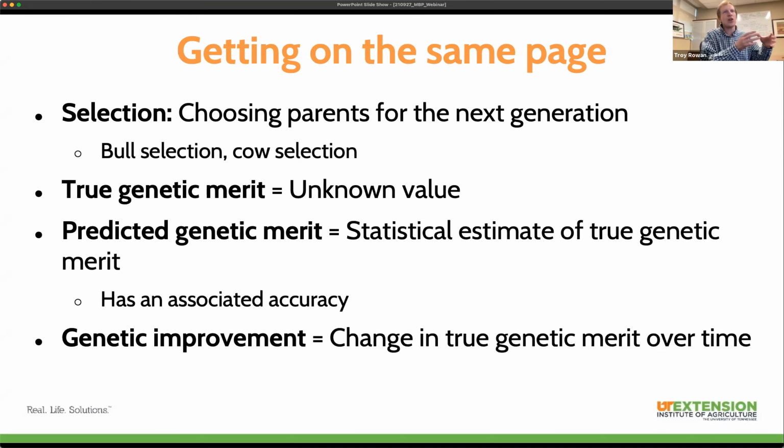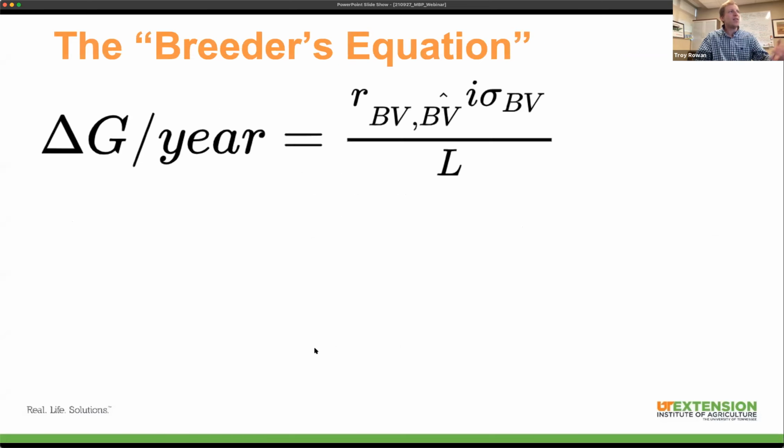So as we look across traits, we want to see that steady improvement of the traits that we want to boost up in our population, and that's how we measure it, right? The change in true genetic merit over time is ultimately what we care about. And the way that we're able to do this is through a little tool that we call the breeder's equation.